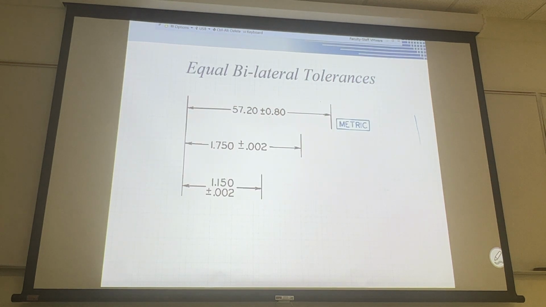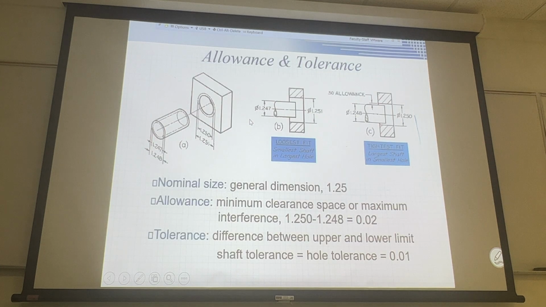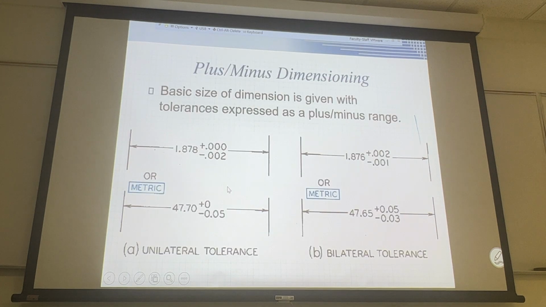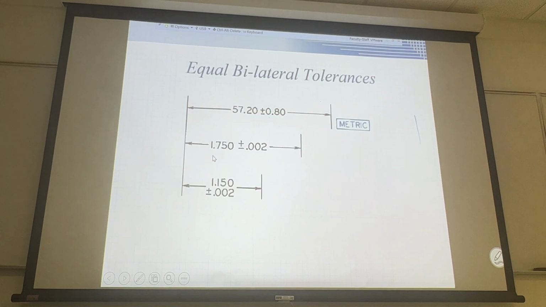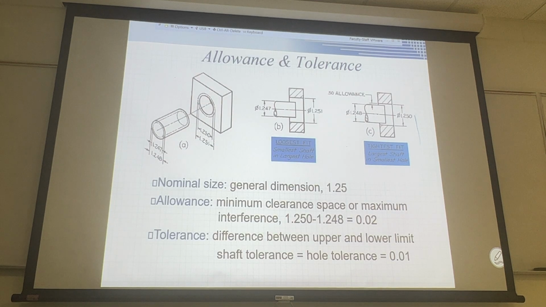It can be equal bilateral or unequal bilateral. This is equal on the plus side and the minus side, and sometimes it is unequal on the plus and minus sides. But anyway, these give you two numbers, a low limit and a high limit. Allowance and tolerance.